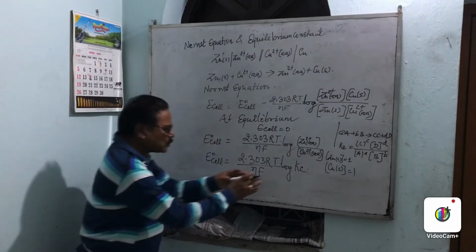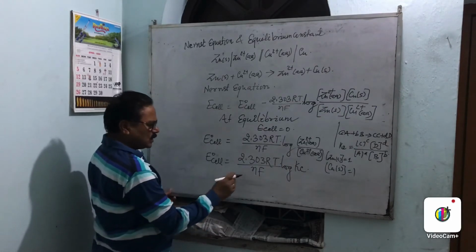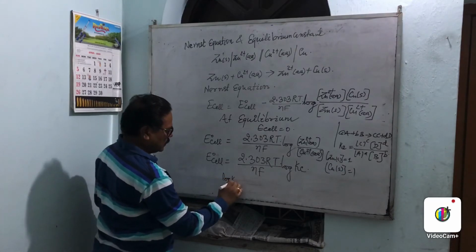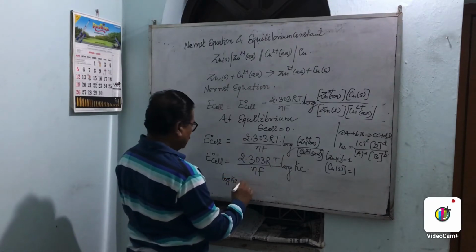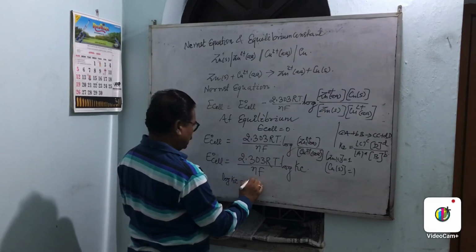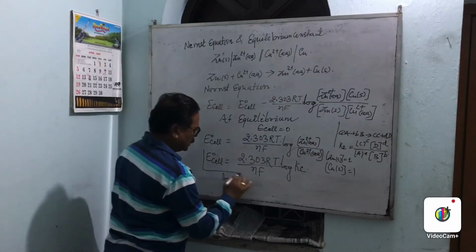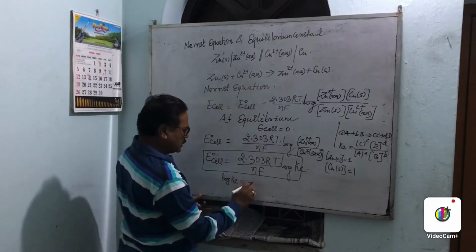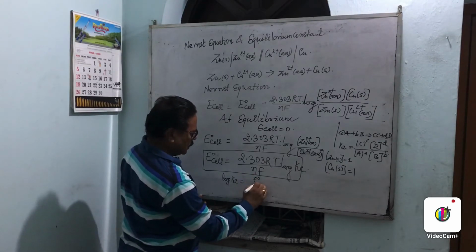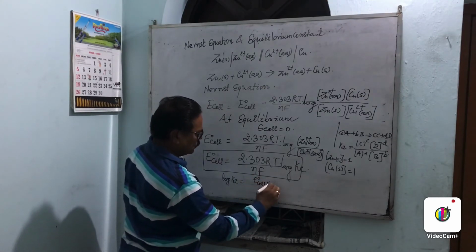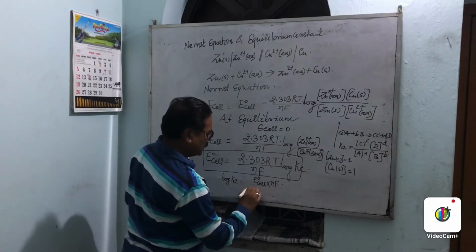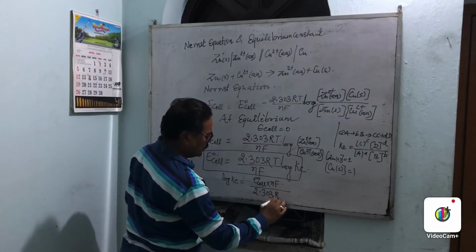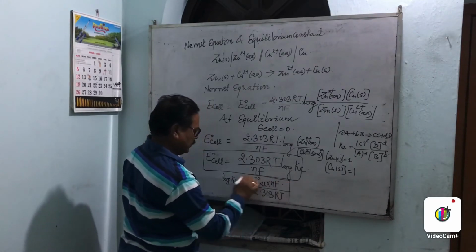So we have to calculate the Kc. Log Kc is equal to E naught. This is the one expression, right? Log Kc is equal to E0 cell into nF divided by 2.303 RT. We can write it in this way, right?